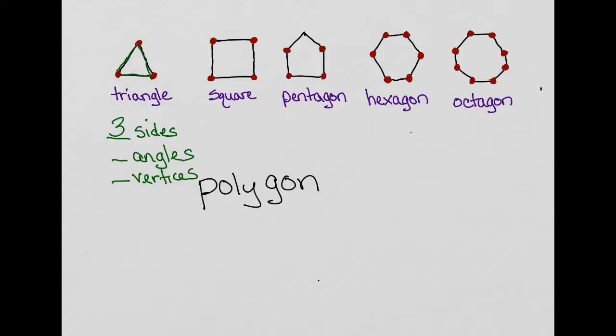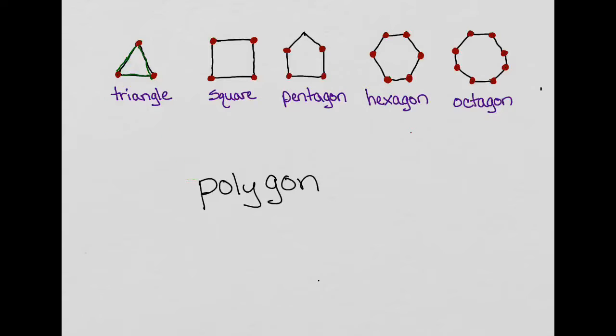How many angles are there? Remember, that's the measurement inside the vertices. If you said 3, you are correct. How many vertices are there? Count the red dots. 1, 2, 3. So 3 vertices. All right, very good.